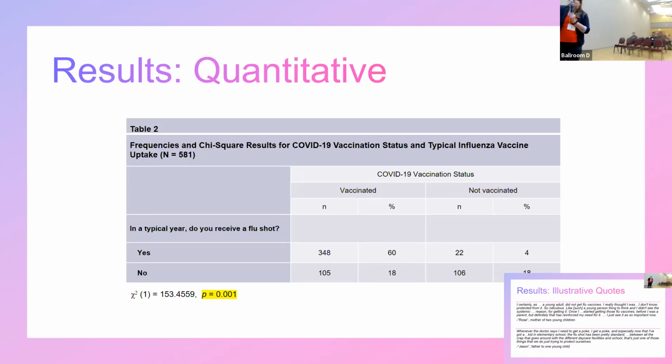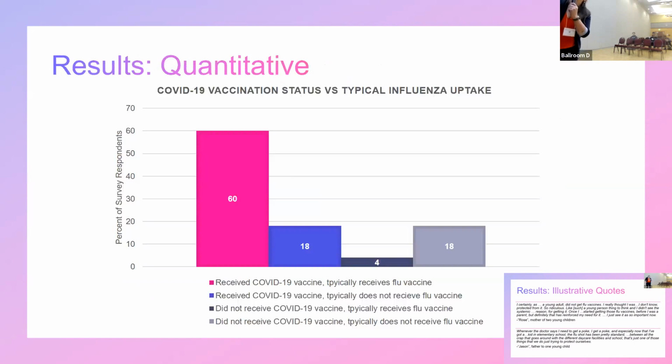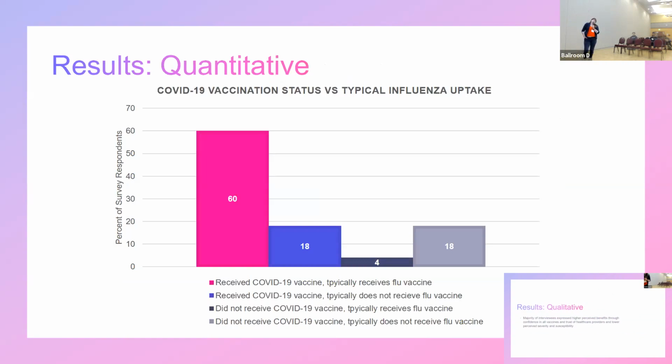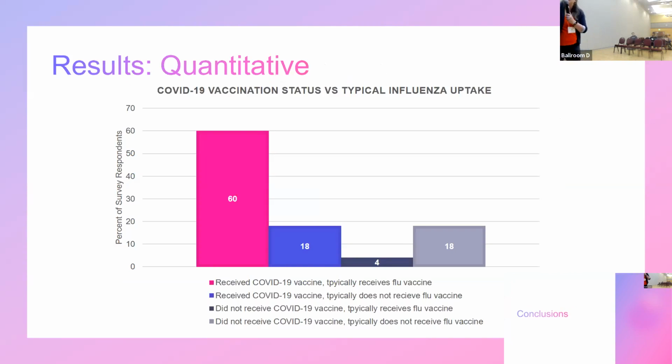Kind of emphasizing what I've seen throughout this study is that individuals are not getting the flu vaccine or COVID-19 vaccine just as a protection for themselves, but also for the protection of those around them. Okay, so the majority of interviewees expressed a higher perceived benefits through confidence in vaccines and trust of healthcare providers, and lower perceived severity and susceptibility to influenza than they did for COVID-19 vaccine or COVID-19.